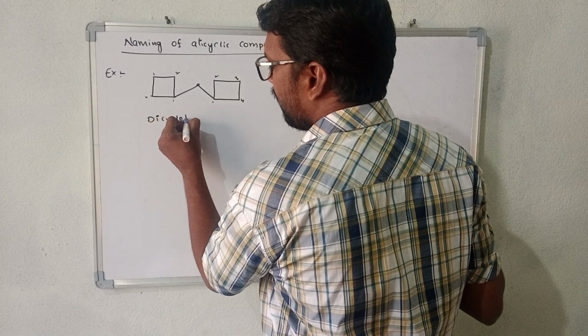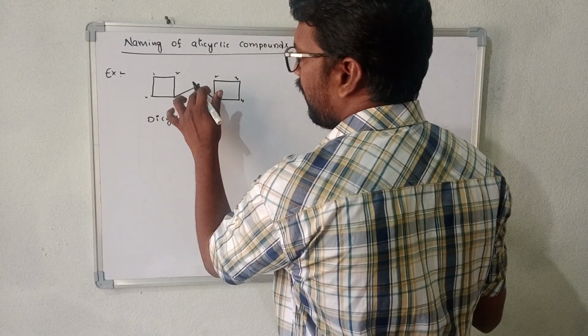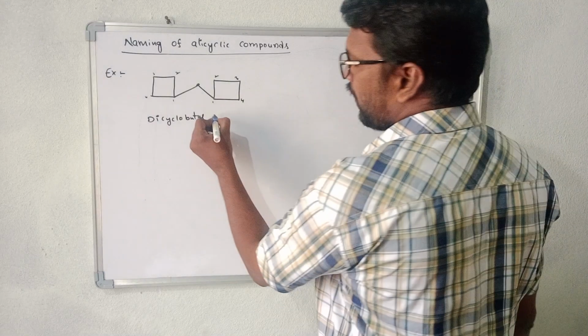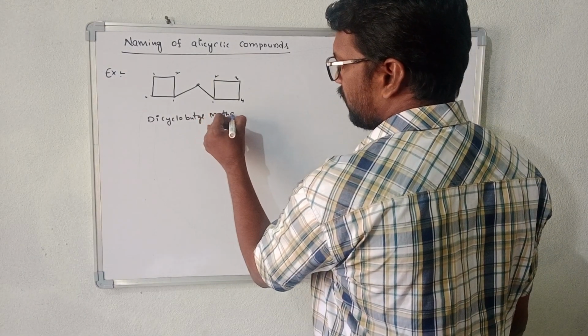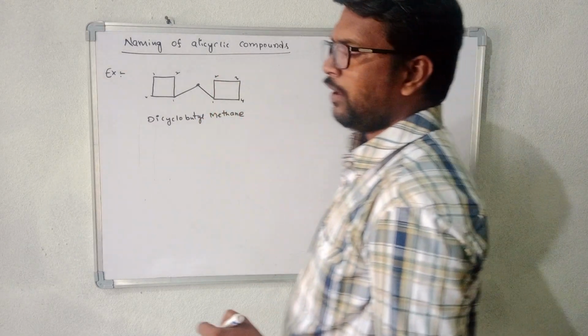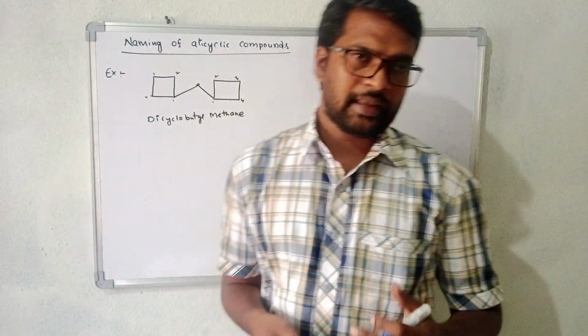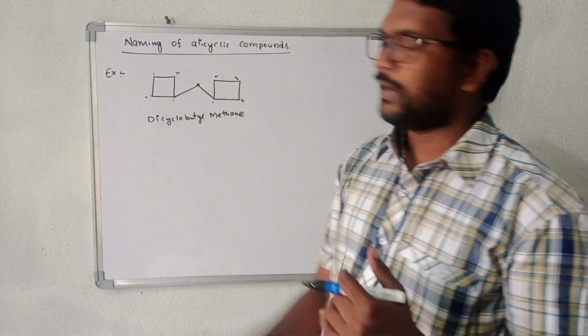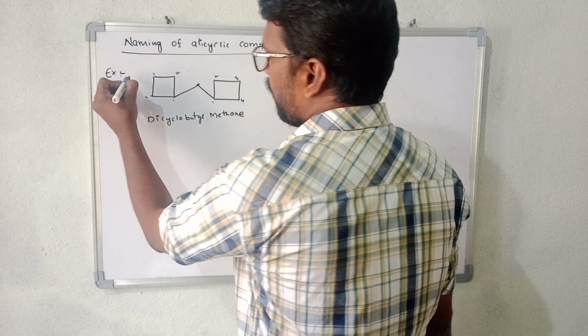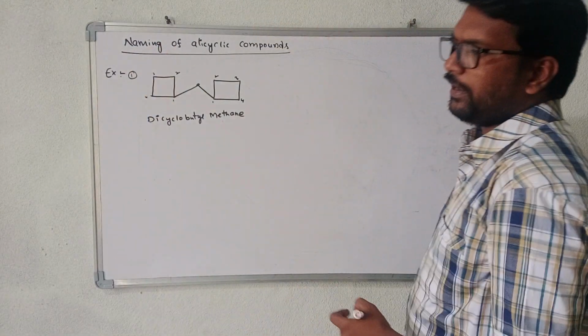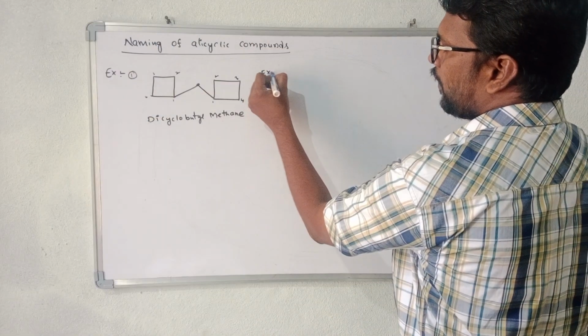First we can write like this, dicyclobutyl, and in the middle only one carbon is present, so we can write methane. So its name is dicyclobutyl methane. Whenever cyclic rings are repeatedly present, we can use di. It is also one example of naming an alicyclic compound. Right now you can take another example.